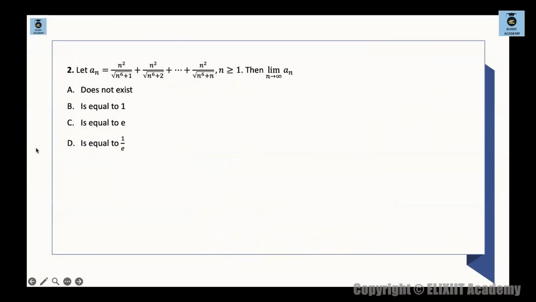Next question. Okay, this series is given actually. So an is given to be this sum. We have to find limit n tends to infinity an. Now this is based on sandwich theorem. This question is based on sandwich theorem. Basically, you need to establish this inequality over here in order to solve this particular question.